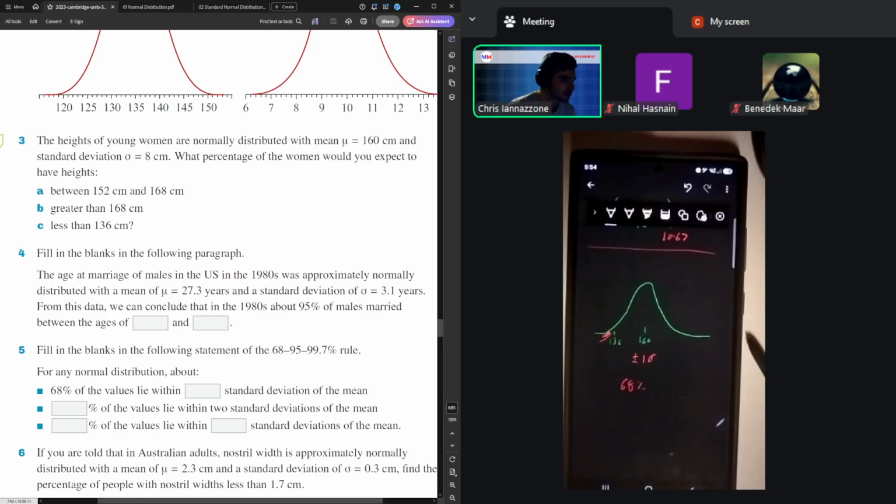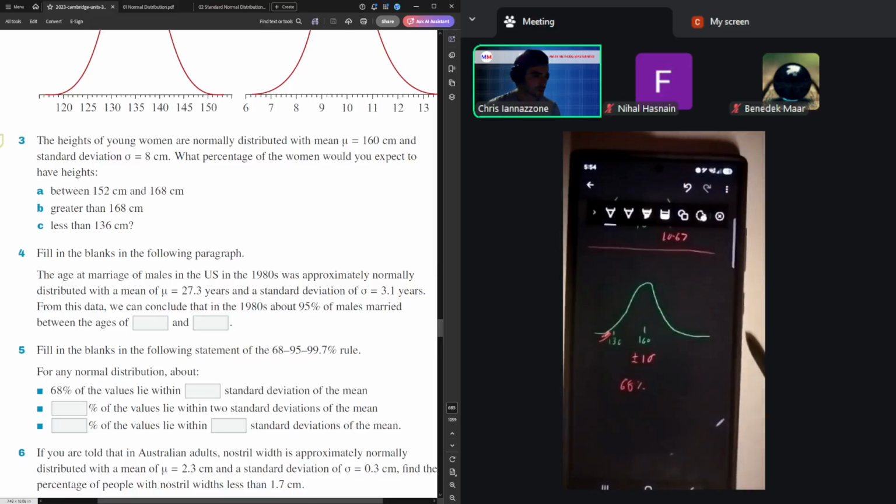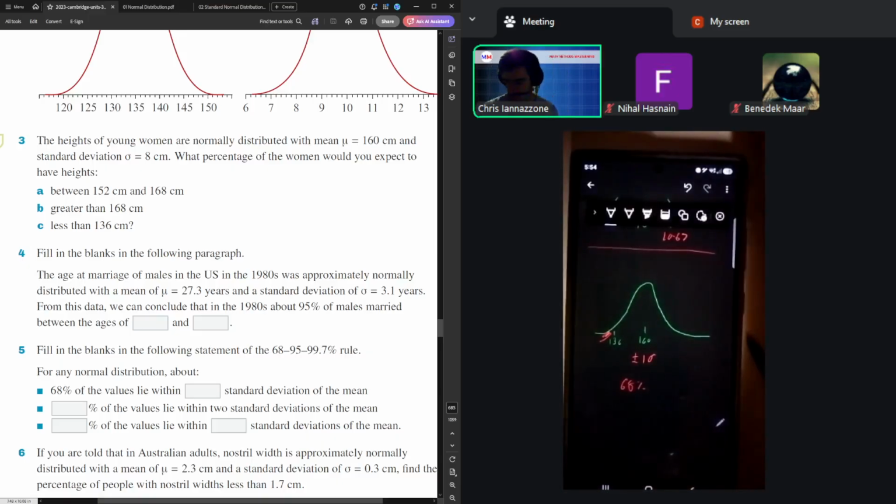Is that 3 or 2? Let me have a think. So we got a mean of 160. Take 8 is going to be 152. Take 8 again is going to be 144. Take 8 again, 136. So that's going to be 3 standard deviations away.